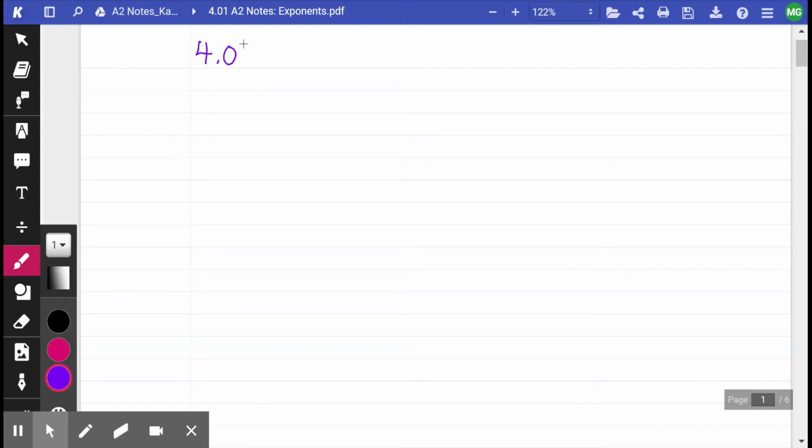Hello, we're on 4.01 Algebra 2 notes today. And so we're starting a new unit, and this unit is on exponentials. So we're going to start by talking about exponents. There's a couple rules that I want to review with you guys first.